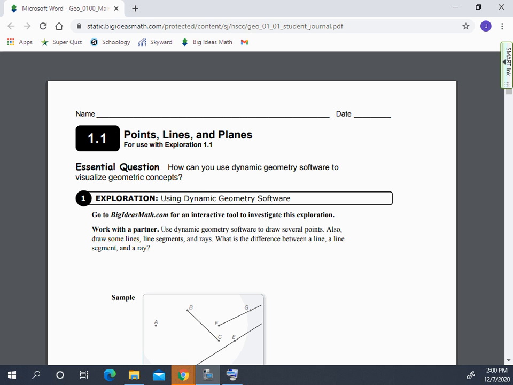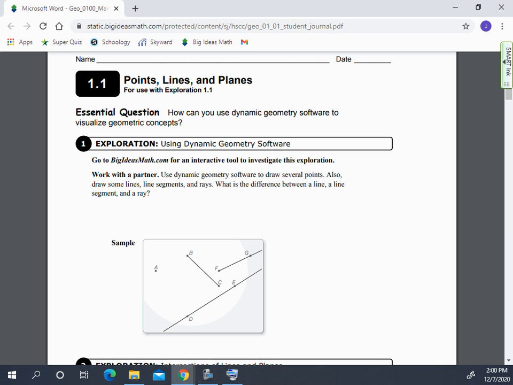Here's our first lesson. It is points, lines, and planes. All three of these words should sound familiar to you. Points are exactly what they sound like. It's just a point. A line, you guys know lines from algebra. And planes are not the airplanes you see flying in the sky. Planes are surfaces. I think of planes as surfaces. All right, moving on.